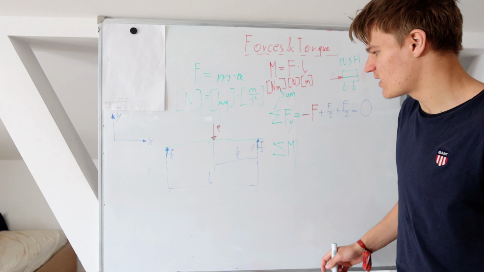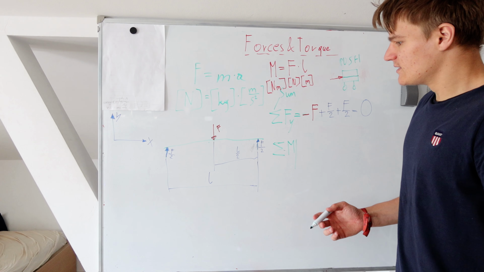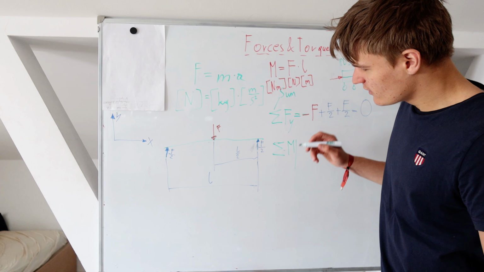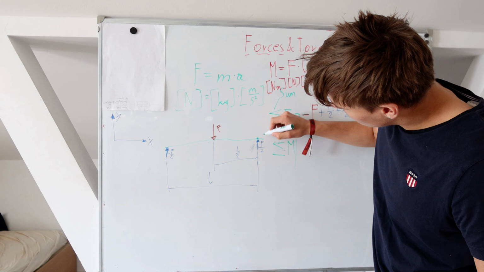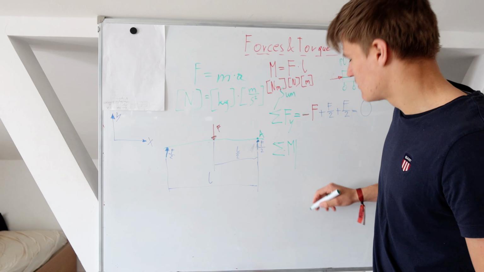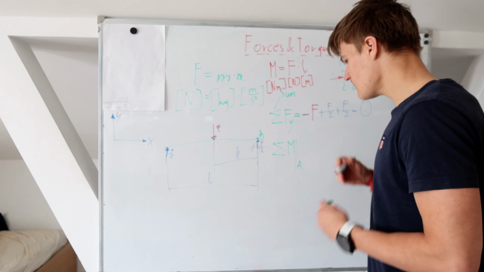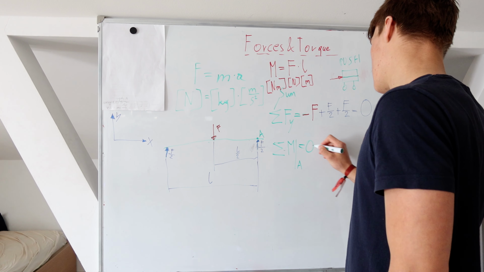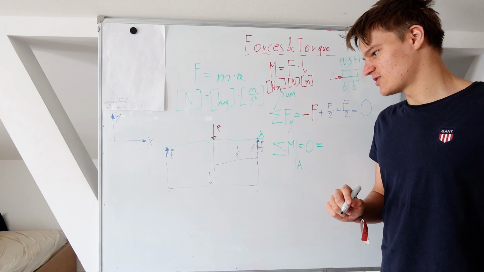So when we actually write that the sum of all moments around a point, let's say, what if I choose my point to be exactly in this point right here? I'm just gonna write A right here. So what happens if I choose that? A is equal to 0 is equal to, well, let's think about this for a second.